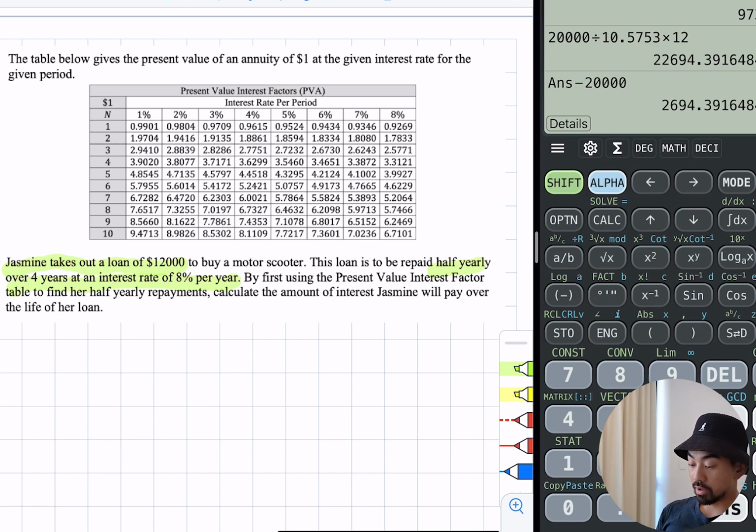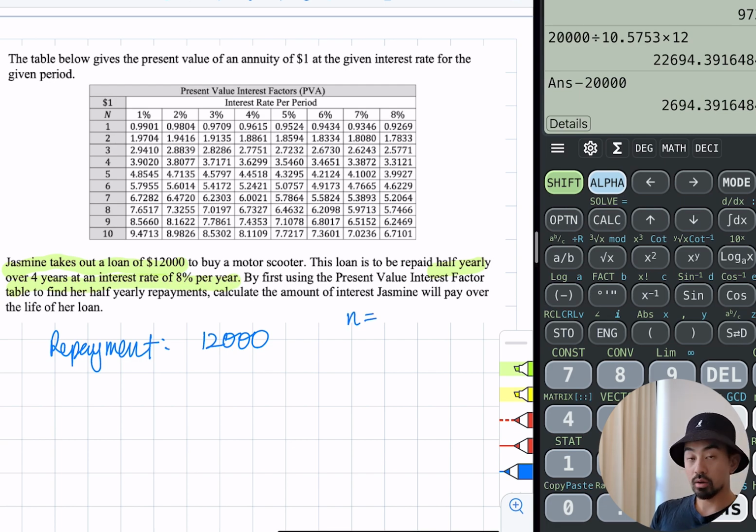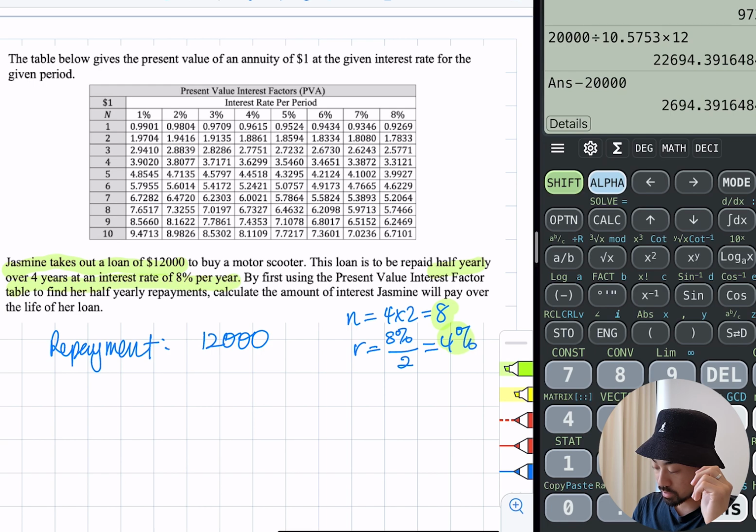First of all, we need to work out what her repayment is. So we know that she's borrowing $12,000 and she's doing that over a period of 4 years, repaid half year. So n is going to be 4 times 2, so 8 periods. Our rate is 8% per year, but we're dividing that by 2 because it's half year, so we're going to get 4%. So we need to look for our interest factors here. So 4% at 8 periods looks like it's 6.7327.